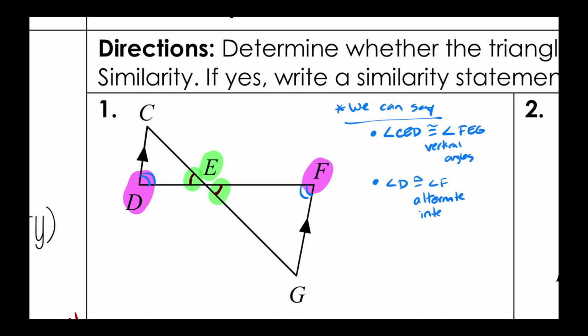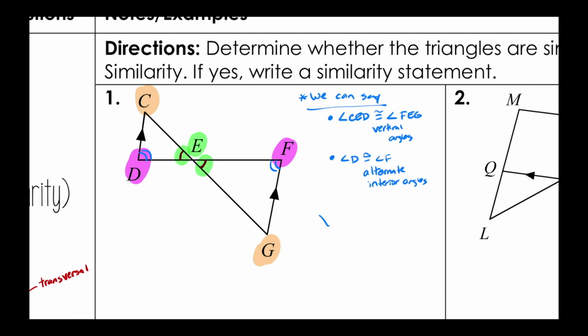So angle D is congruent to angle F because of alternate interior angles. And the reason we can say alternate interior angles is because we know that this line and this line are parallel, and that's a transversal. So these are alternate interior. So alternate interior angles are congruent. So now, if we know those two pairs of angles are congruent, then we also know the third one has to be congruent because they all add up to 180. And so now we can say, yes, the triangles are similar.